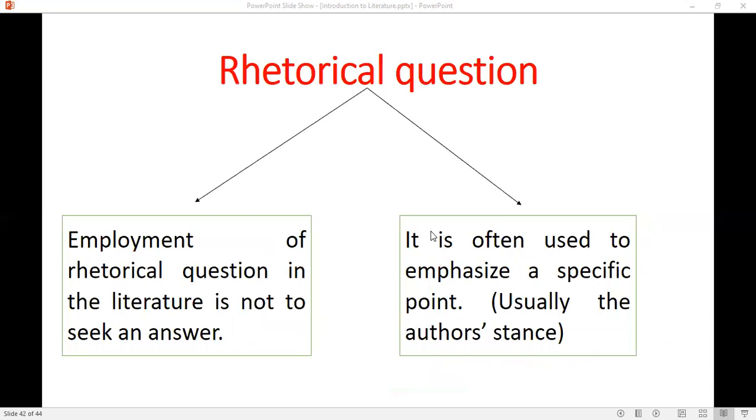Rhetorical question. The employment of rhetorical question in the literature is not to seek an answer. It is often used to emphasize a specific point. The writer does not expect an answer, but the writer uses it to emphasize a concept.